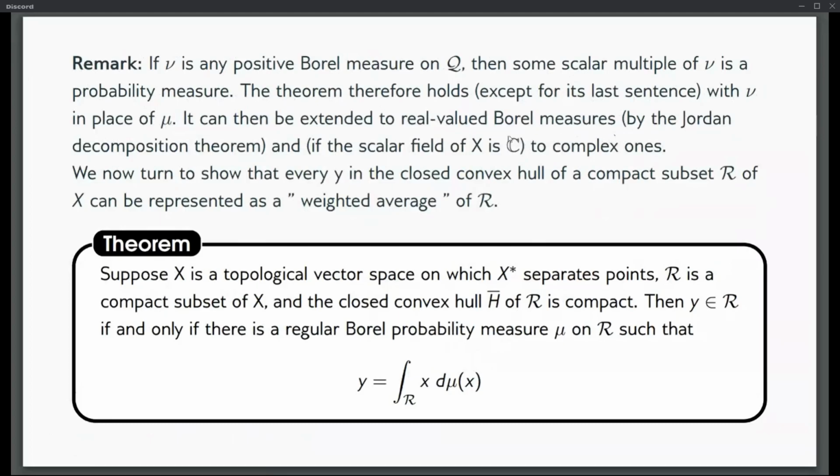Now, this is a nice theorem. We're going to show that every y in the closed convex hull of a compact subset R of X can be presented as the weighted average of R, which is the more interesting part of this section. So if X is a topological vector space where X star separates points, and R is a compact subset of X, and the closed convex hull of R is compact, then every y in R is going to be.